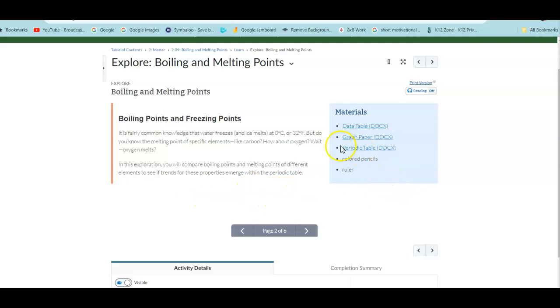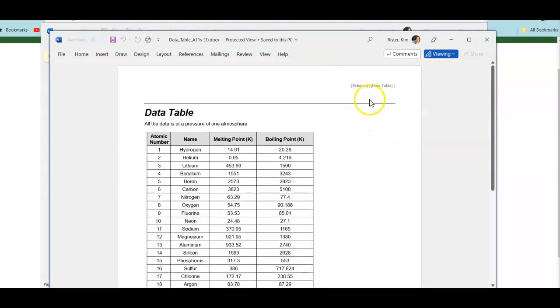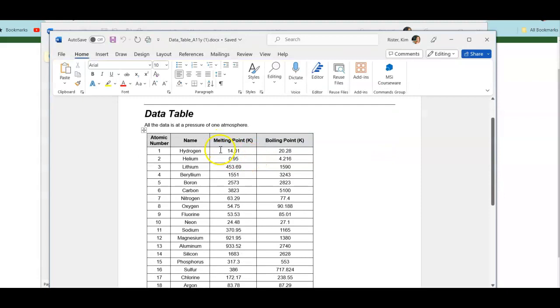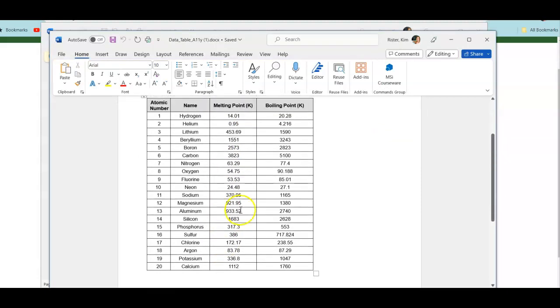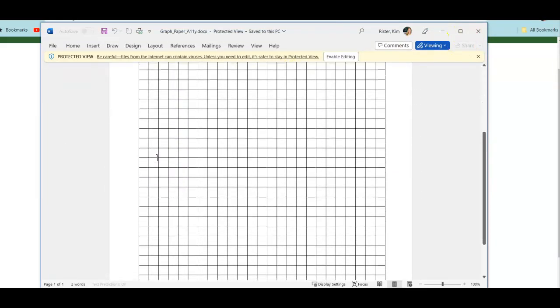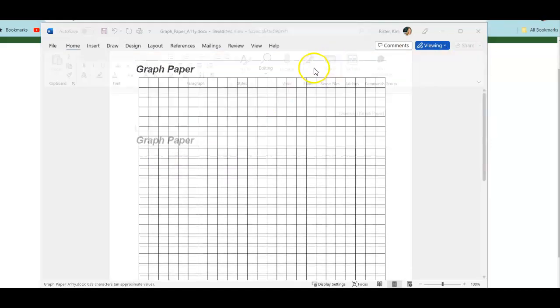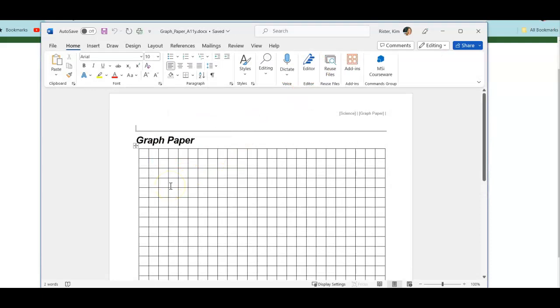And there are some important Word documents that you need to print out. There is a data table here. It looks like this. We're going to be graphing the melting points of all these elements along with the boiling points of all these elements. You also have graph paper, so you will want to print this out. I do encourage you to hand draw your graph. So I think it's much easier with all the data that we have to plot to just go ahead and do that by hand rather than try to do it on the computer.